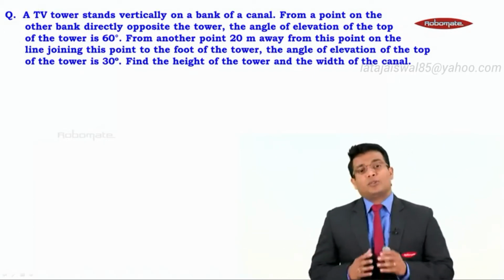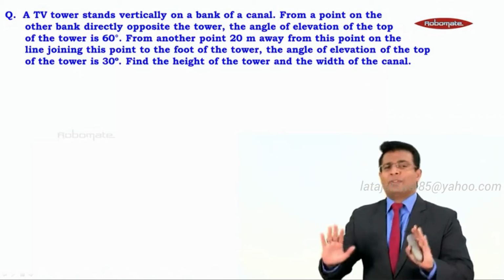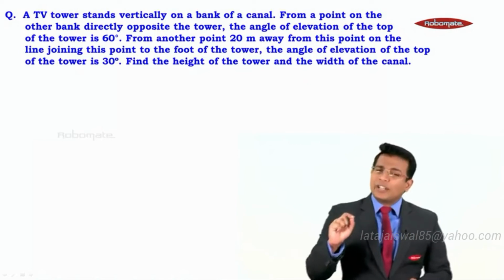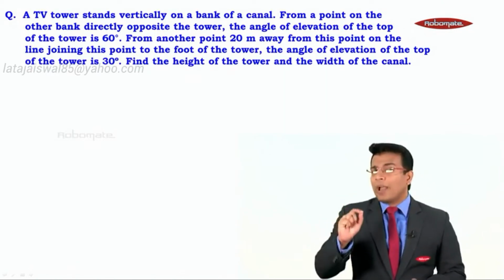Now you would be thinking, it's so big a statement. How will you understand this? It's very easy. Don't worry. Very easy. Let's understand. It says a TV tower stands vertically on a bank of a canal.